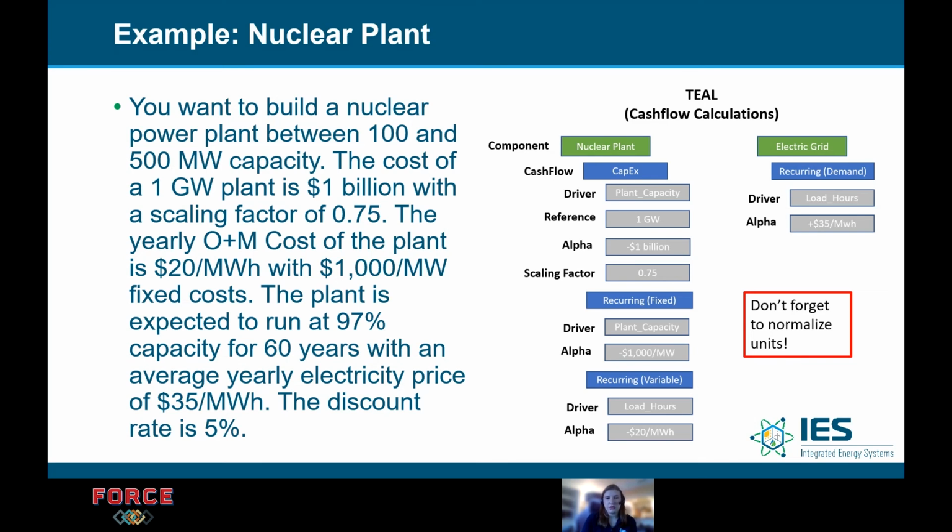And then you have a second recurring cash flow, which is your variable costs, which is the number of megawatt hours that the plant runs. And then the $20 per megawatt hour variable costs. And then your second component would be the electric grid. And this can be a recurring cost. Your driver is going to be the same megawatt hours that the power plant runs. It's going to sell everything that it makes to the grid. And then your alpha is the price of electricity.